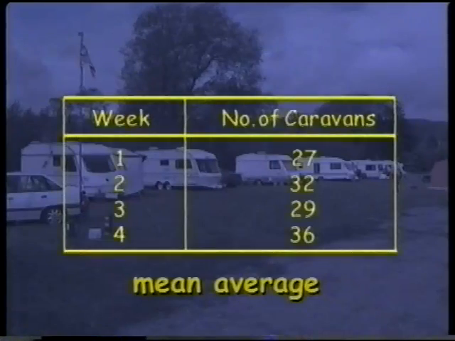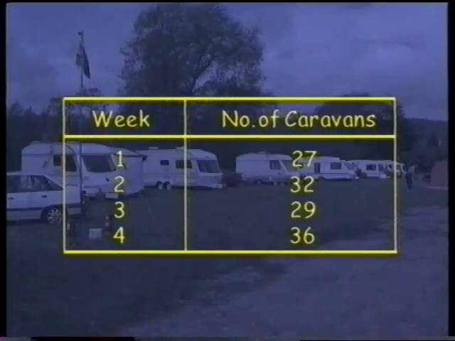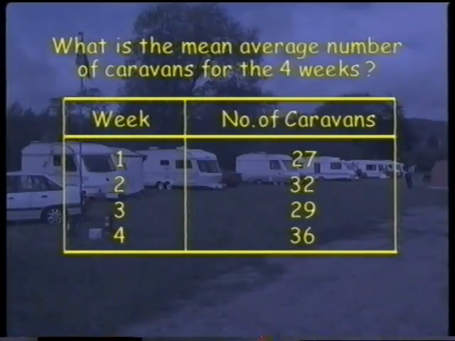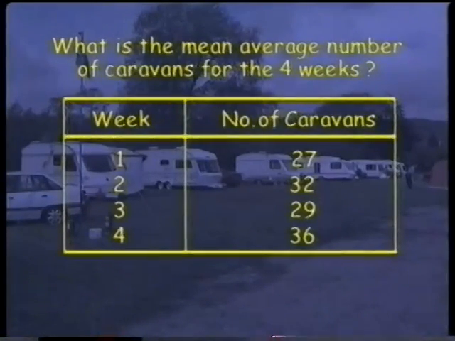This question is about mean average. This table shows the number of caravans booked on a caravan site over 4 weeks. What is the mean average number of caravans per week for the 4 weeks? Here's the question again. What is the mean average number of caravans per week for the 4 weeks? Here is the maths team with some clues to help you.